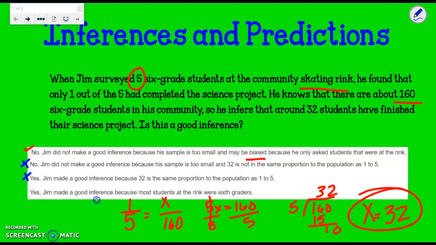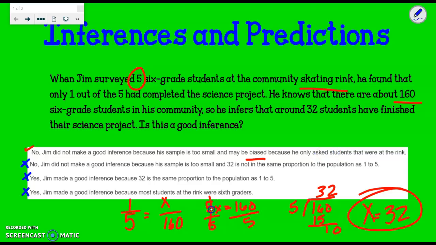And then, "Yes, Jim made a good inference because most students at the rink were 6th graders." Well, we don't know that. And he still didn't ask enough. He didn't survey enough to get a good enough sample size to make an accurate prediction. So your best choice there is the first one: No, Jim did not make a good inference because his sample size is too small and may be biased because he only asked students that were at the rink.